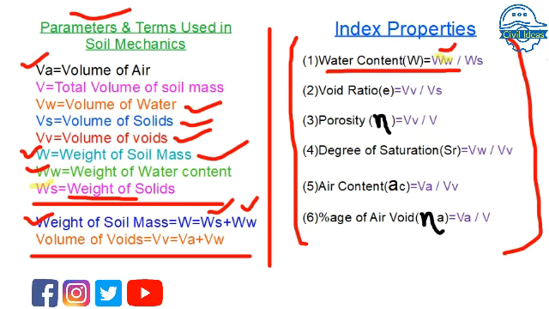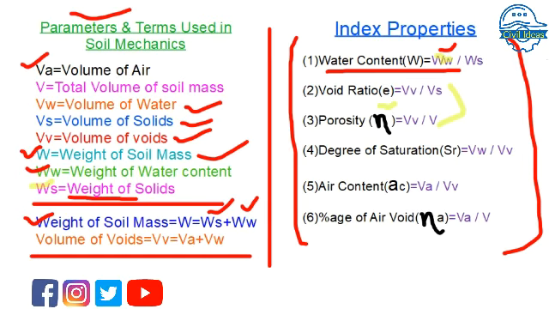So you only have to consider the volume of voids divided by the volume of solids. This is the void ratio, represented by e, and porosity is represented by the symbol eta, and this is the volume of voids divided by the total volume of soil mass. So the basic difference between these two is that void ratio is the volume of voids to the volume of soil solids, and porosity is the volume of voids to the total volume of soil.